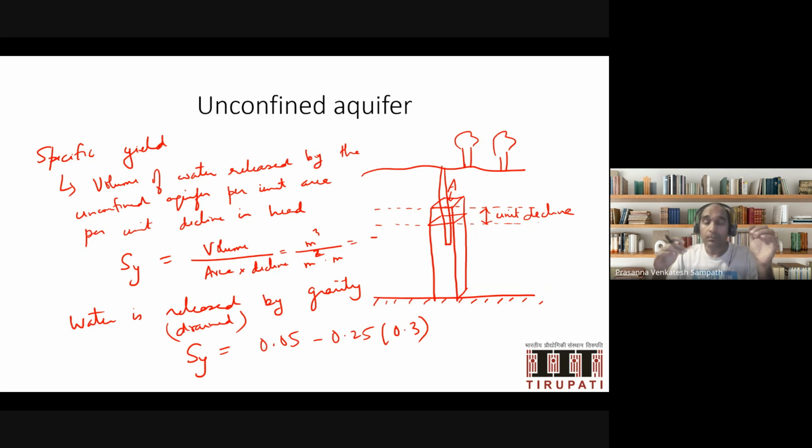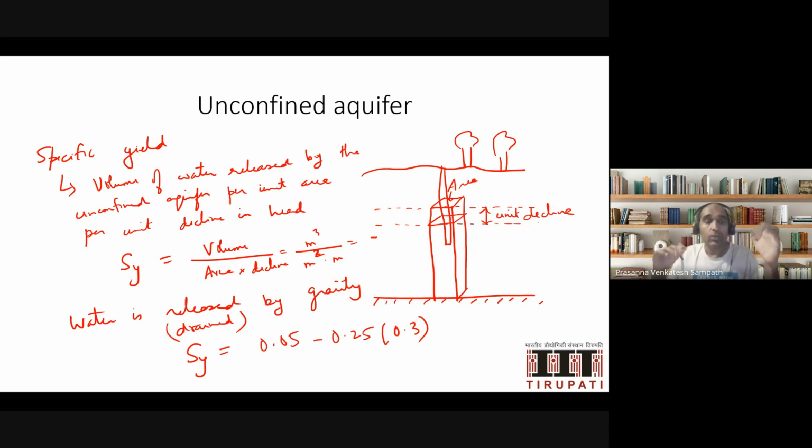So the per unit area that is mentioned in this definition refers to the plan area of the aquifer, right? So if you notice this cross-sectional image that I've shown here, the area is referring to this plan view area that would be visible from above, right? So that represents the horizontal area over which this decline in head is taking place.